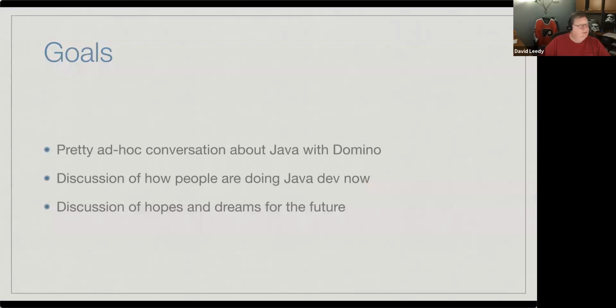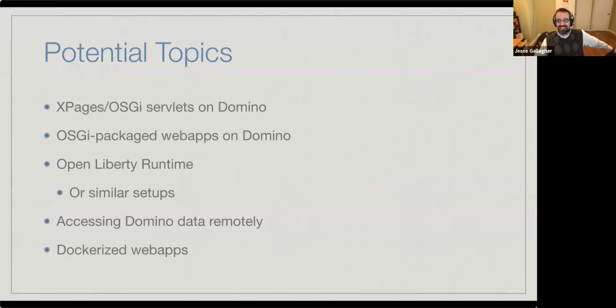So like I said, the goals are pretty ad hoc: a discussion of how people are doing Java dev now, and hopes and dreams for the future. I jotted down some potential topics. I had to put XPages on there because somebody has to talk about it at some point, I suppose.